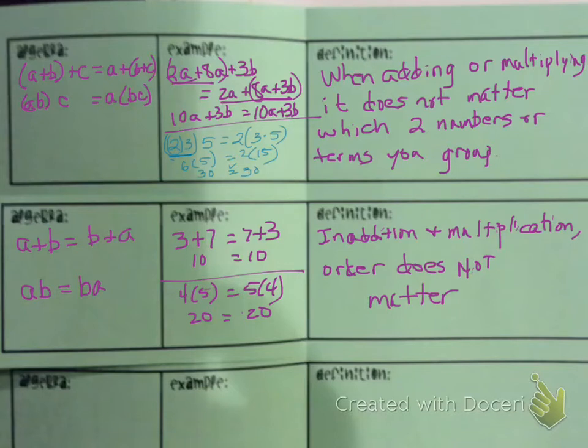Alright? So, I think I'm going to stop this video, and then I'll put distributive property and identity property in a second video. Okay?